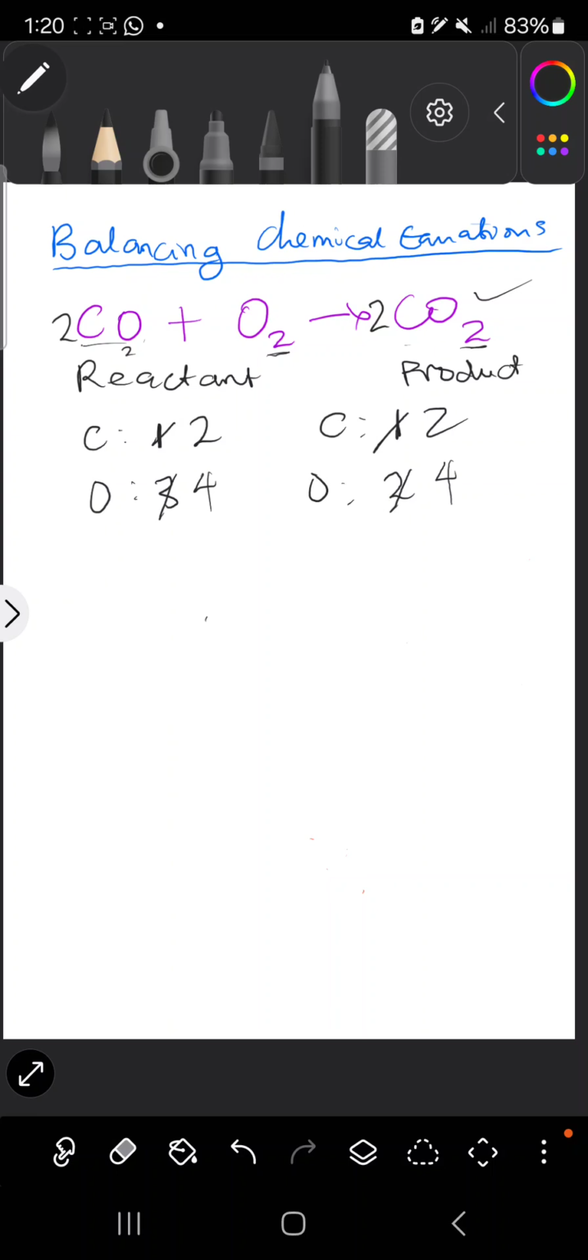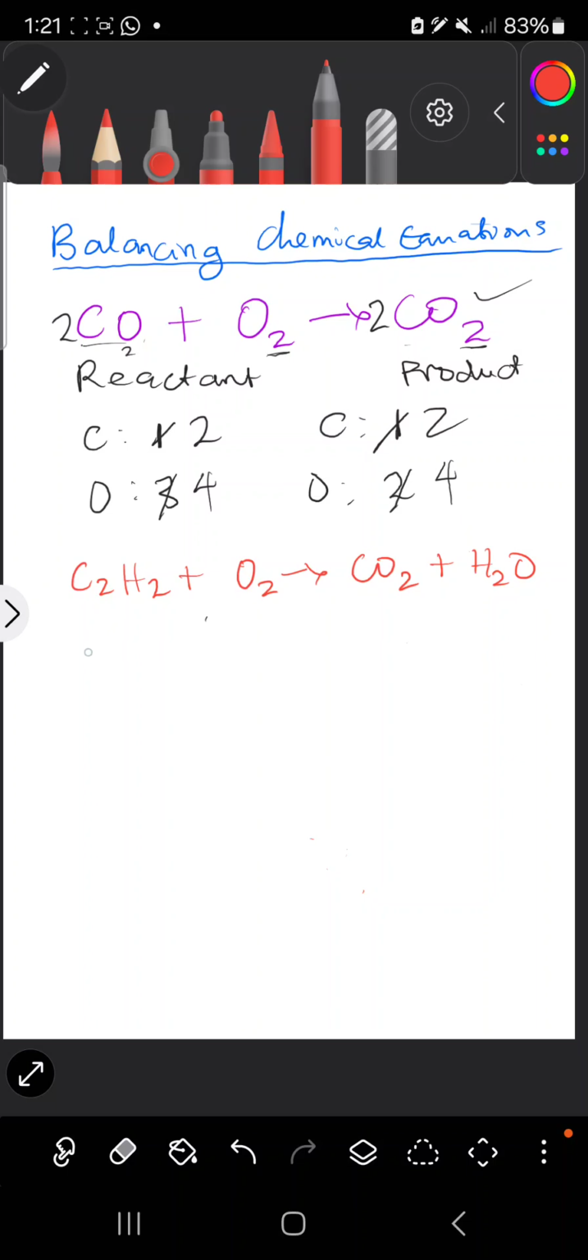Let us take a look at another example. You have ethyne combining with oxygen to give us carbon monoxide and water. The same process, the same procedure applies here. How many carbon can you see on the reactant side? We have 2. How about hydrogen? We have 2. How about oxygen? We have 2.